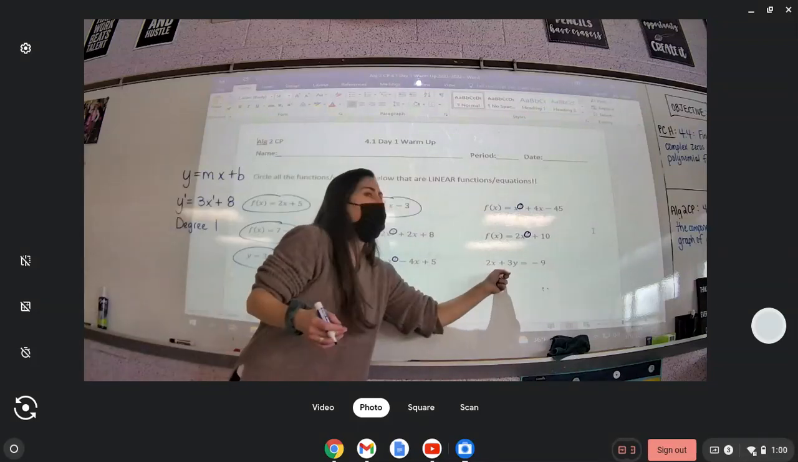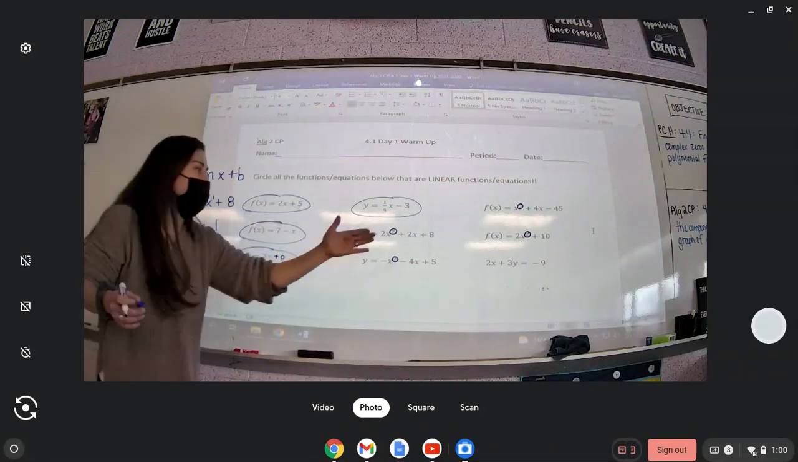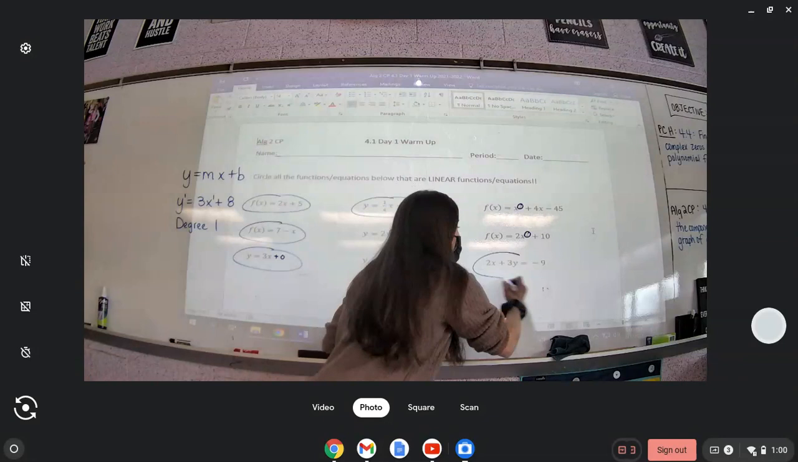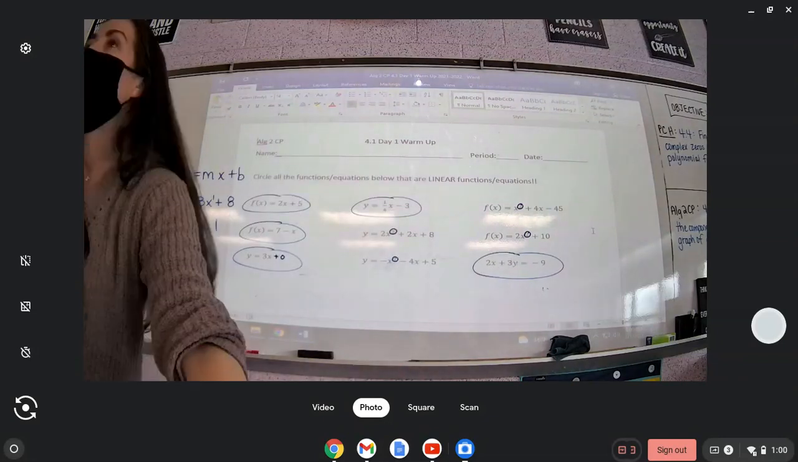And then last, linear or nonlinear? Linear. It's just x. It's just y. Is it in y equals mx plus b form? No, but could you solve it for y and get it in mx plus b form? Yeah, guys, technically, that's a linear equation in what form? Standard form. Ax plus by equals c. But at the end of the day, you could solve it for y and get it in that form. That's a linear function.